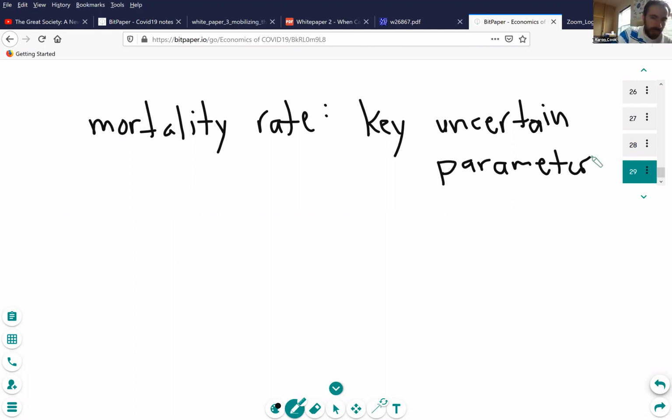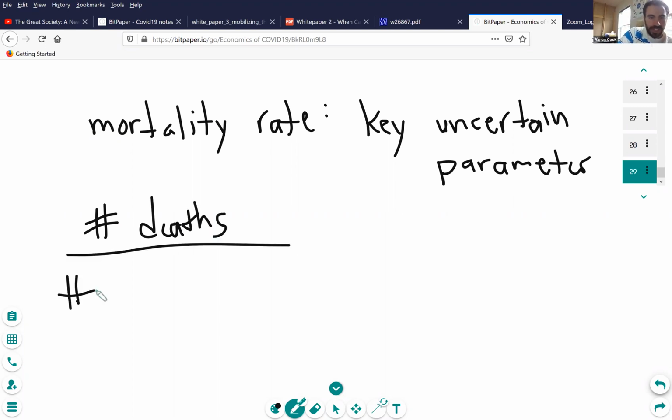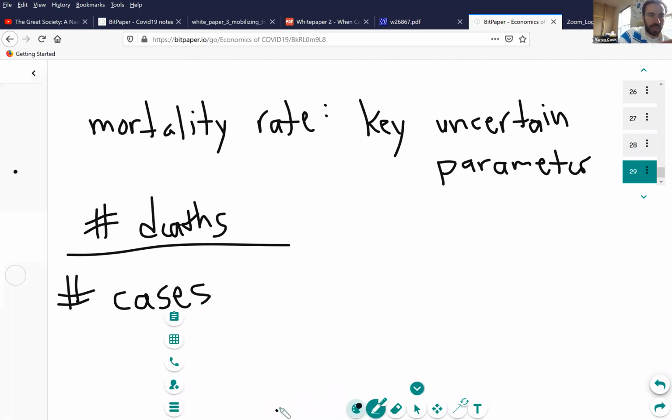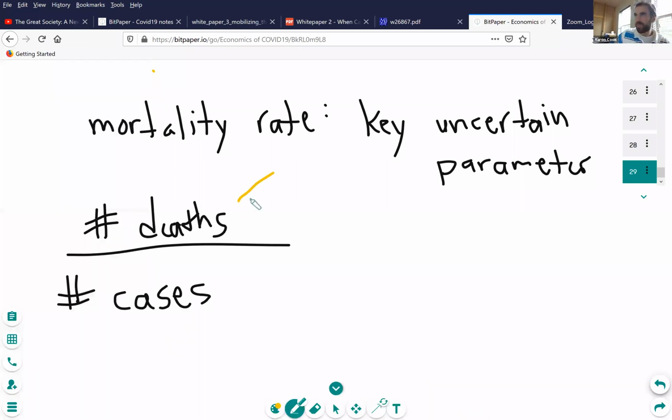To figure this out, we want to know what the number of deaths are relative to the number of cases. This is the case fatality rate. The number of deaths is something that we can get pretty easily. That's very tangible, very visceral, very countable. In the case of the number of cases, in the case of the denominator, we have people who test positive for the virus, who test positive for COVID.